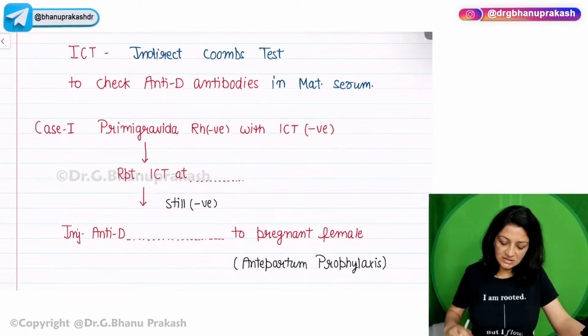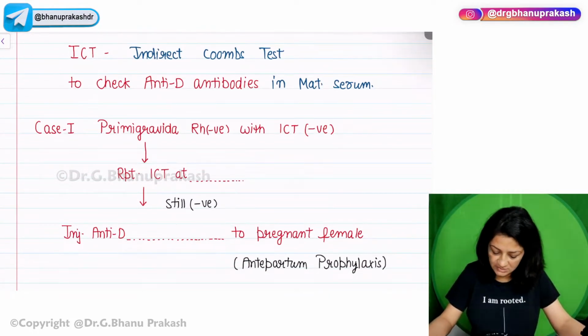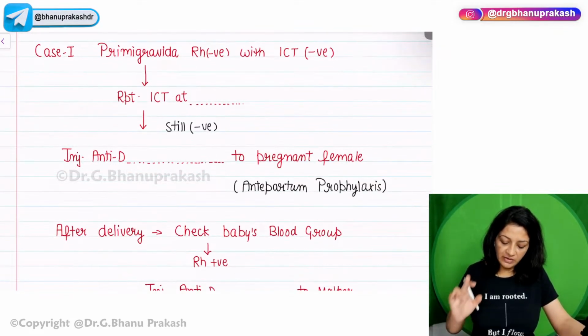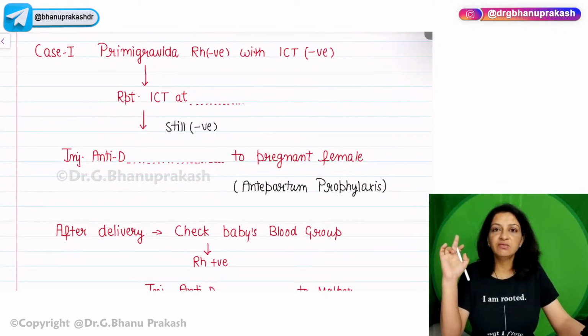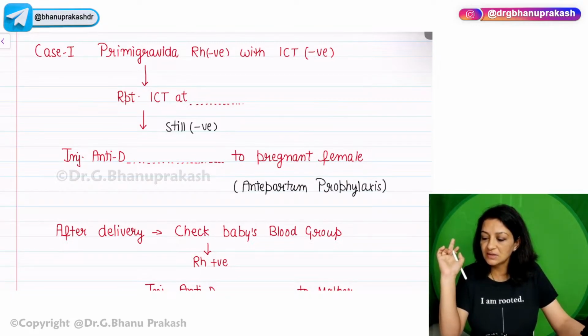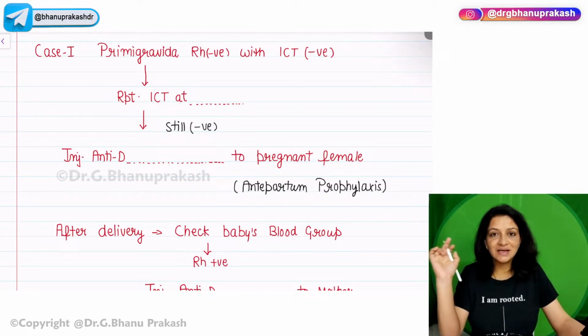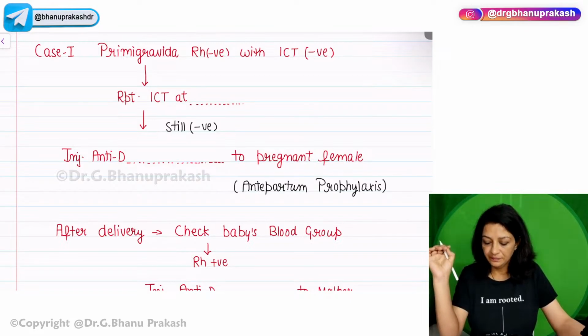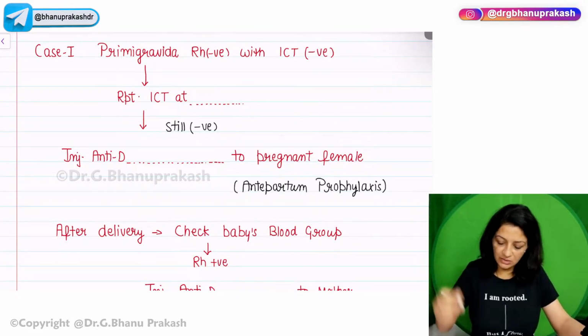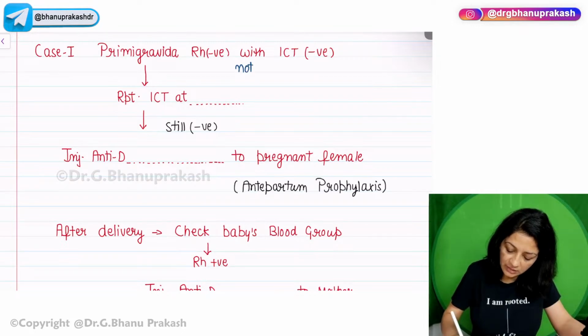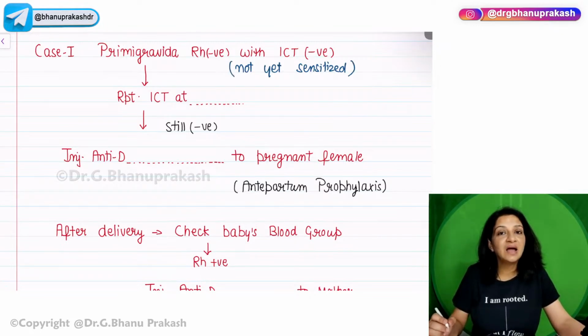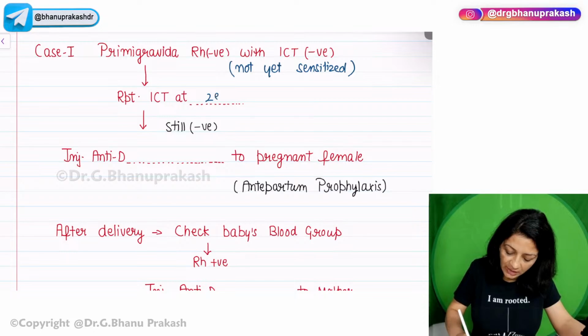So first test is ICT, indirect Coombs test. So you have a case, first case: primary gravida, RH negative, with ICT negative. ICT is negative means mother is not yet sensitized, means antibodies have not yet formed in the mother's body. So mother is not yet sensitized. Then we will repeat the ICT levels at 28 weeks.